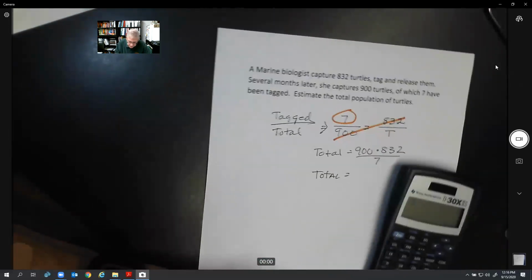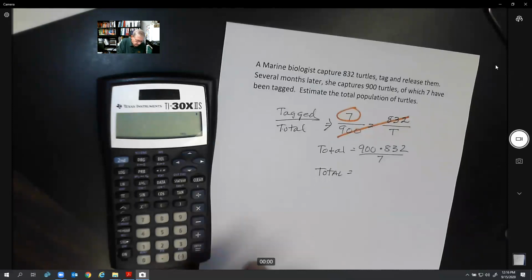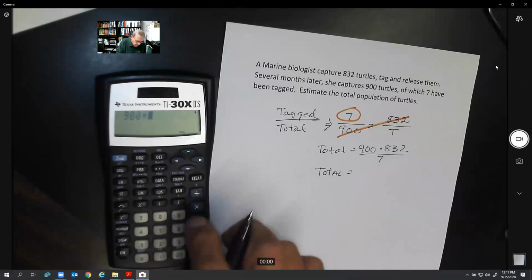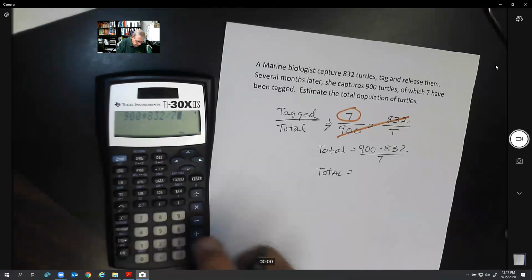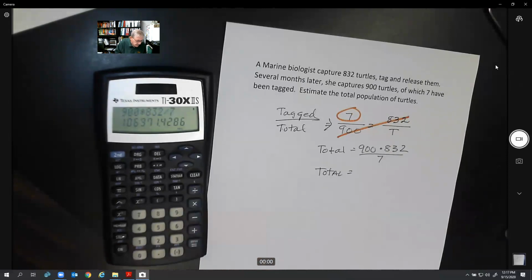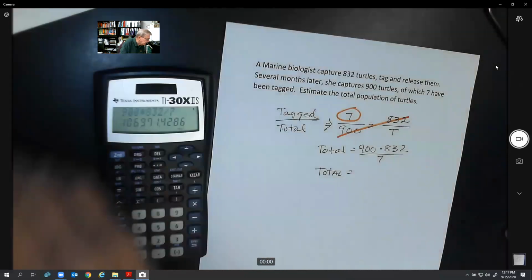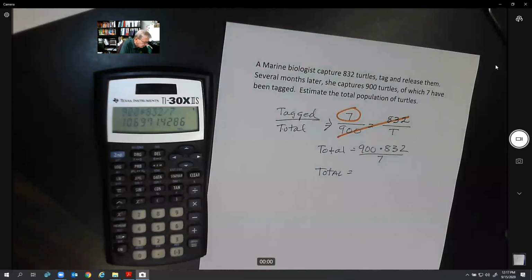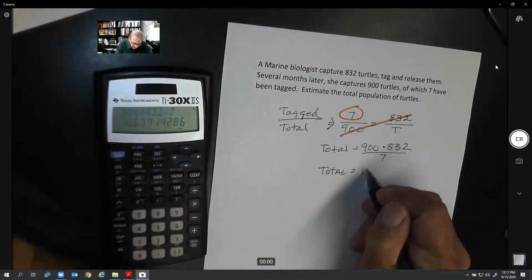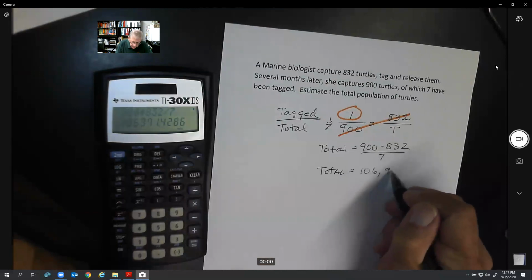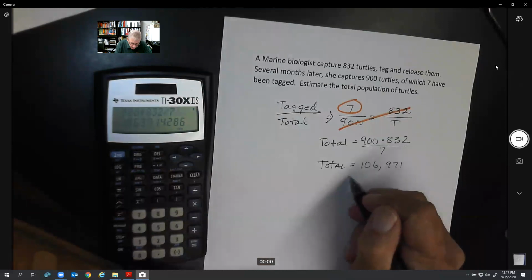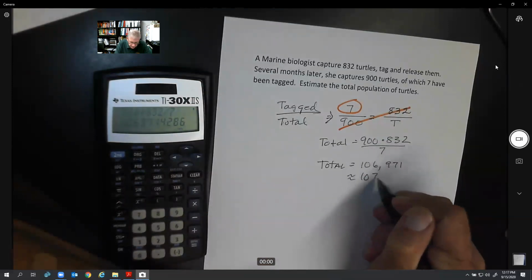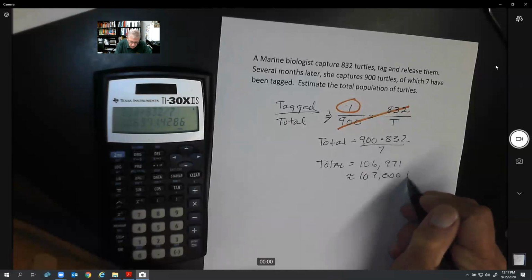Let's see. So let me put my calculator there. 900 times 832 divided by 7. You could do it longhand, if you wanted to. I came up with 100, and let's see what the book came up with if I'm close. 106,971. That's a lot of turtles out there. So the book rounded it off to about 107,000 turtles.